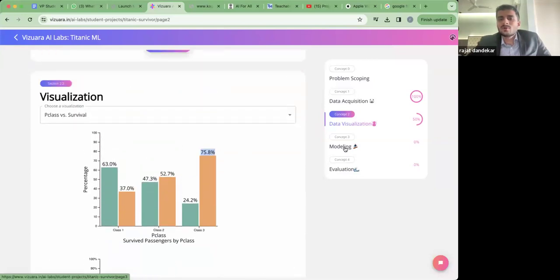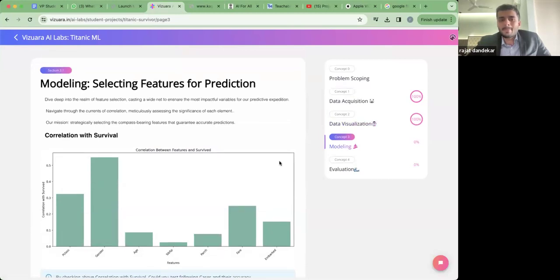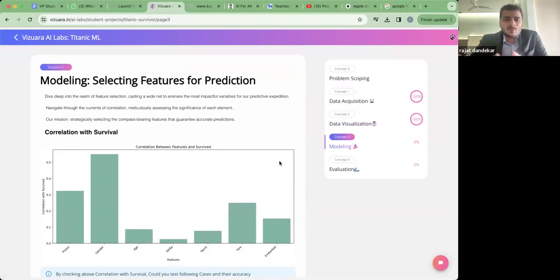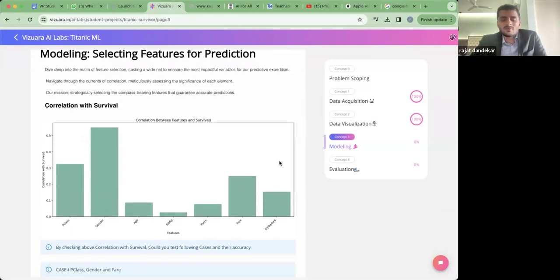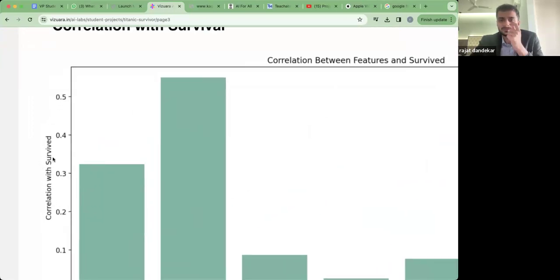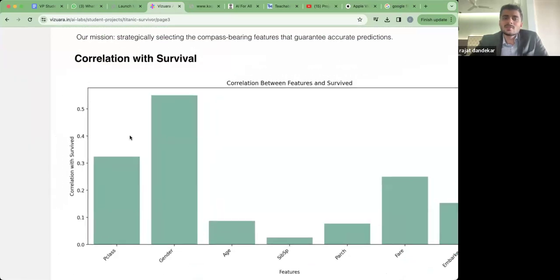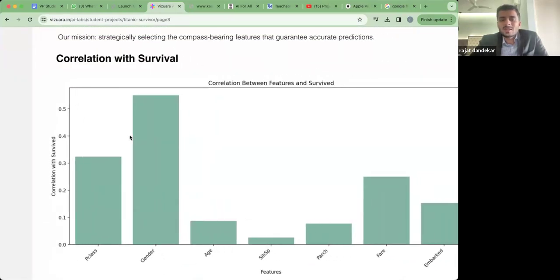Right. So let us move on to the next step, which is the modeling. This is one of the most important steps whenever you are trying to build any AI model. Now we have looked at all these data attributes. On the x-axis, you can see we have P class, gender, age, SibSp, Parch, fare, embarked, and on the y-axis we have something called correlation with survived. So what does this mean? Correlation with survived means that whichever attribute has maximum correlation with survival will have the maximum value here.